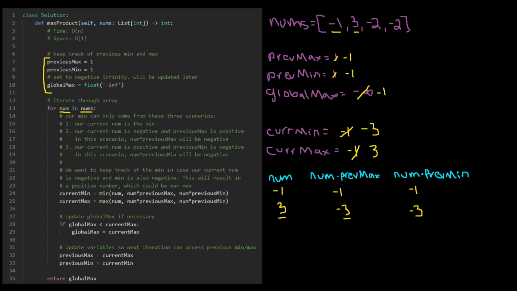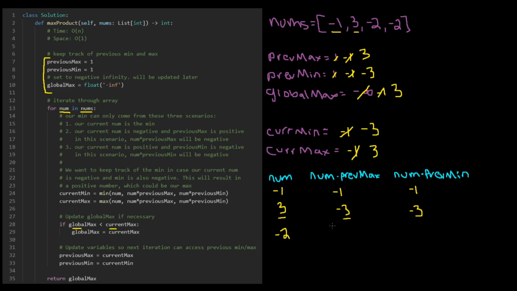And now we want to check if our global max is less than our current max. Current max is 3 and our global max is -1, so that's true. So we're going to update it to 3. And then now we just want to update our variables again to keep track. So we're going to have previous max equal to 3 and previous min equal to -3. And now we go to the next number, -2.